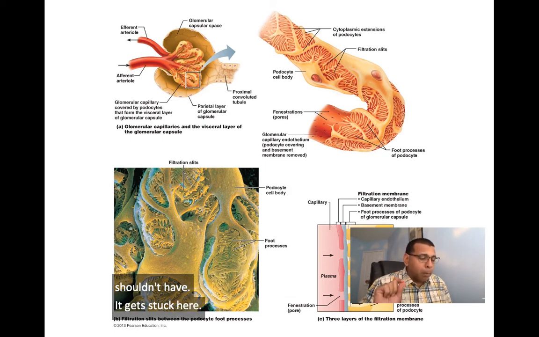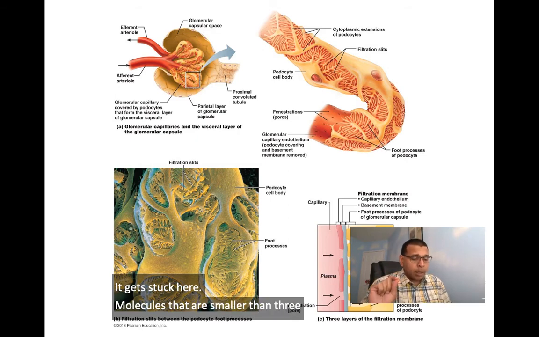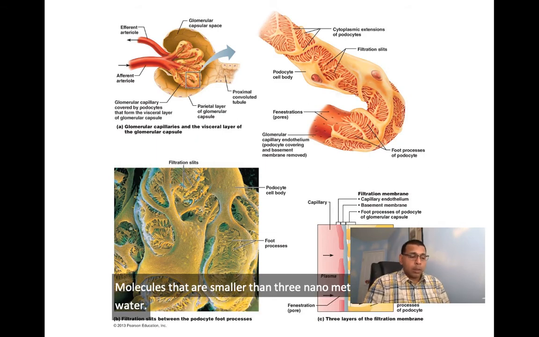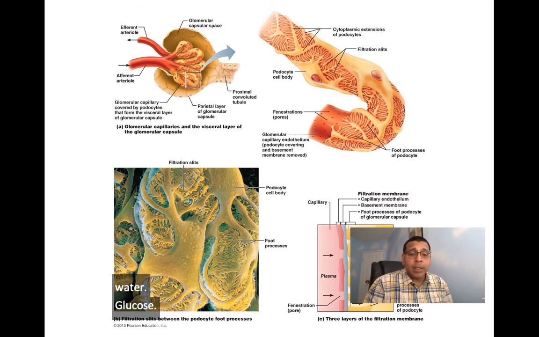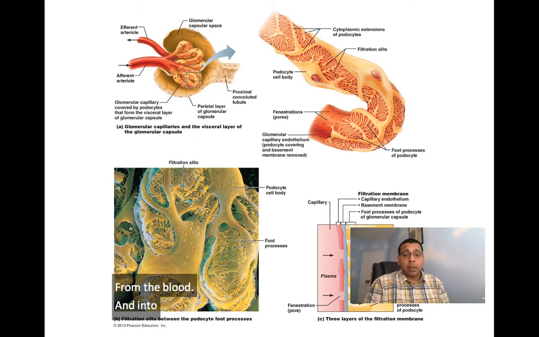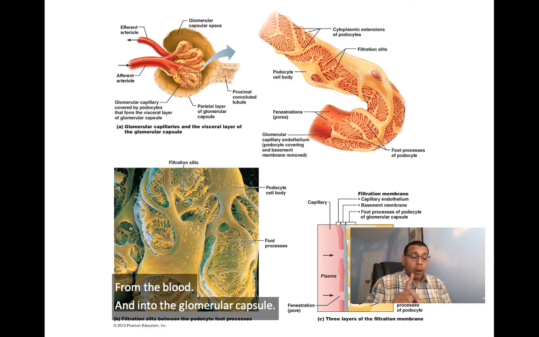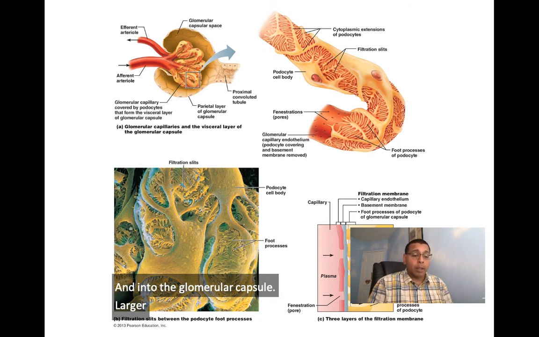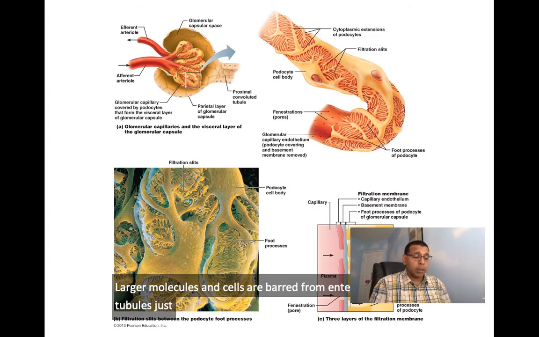Molecules that are smaller than 3 nanometers, such as water, glucose, amino acids, and nitrogenous wastes, are able to pass freely from the blood and into the glomerular capsule. Larger molecules and cells are barred from entering the tubules, just like plasma proteins.